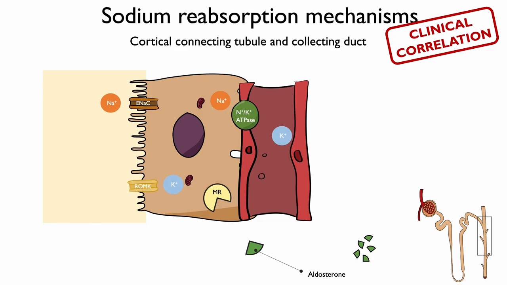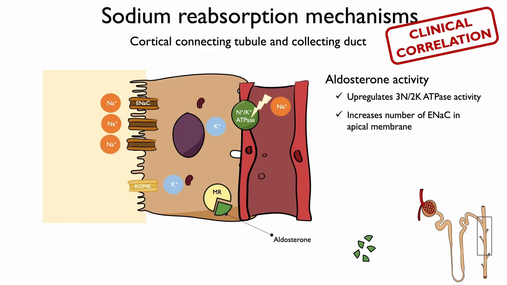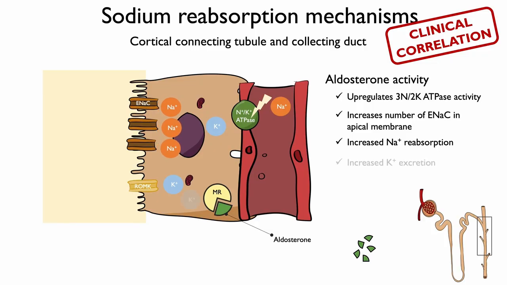Aldosterone is a mineralocorticoid that serves to stimulate the reabsorption of salt by the kidney in states of low effective arterial blood volume. Aldosterone functions by upregulating sodium-potassium ATPase activity and upregulating the number of ENaC channels in the apical membrane. This results in increased sodium reabsorption. This also results in increased potassium excretion, simply through the maintenance of electroneutrality.